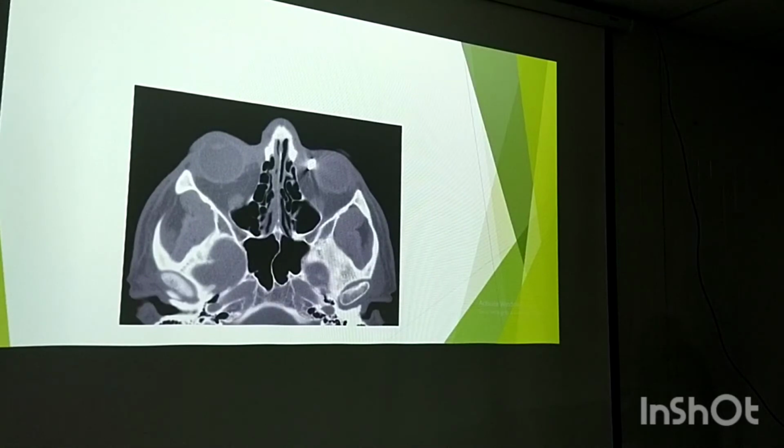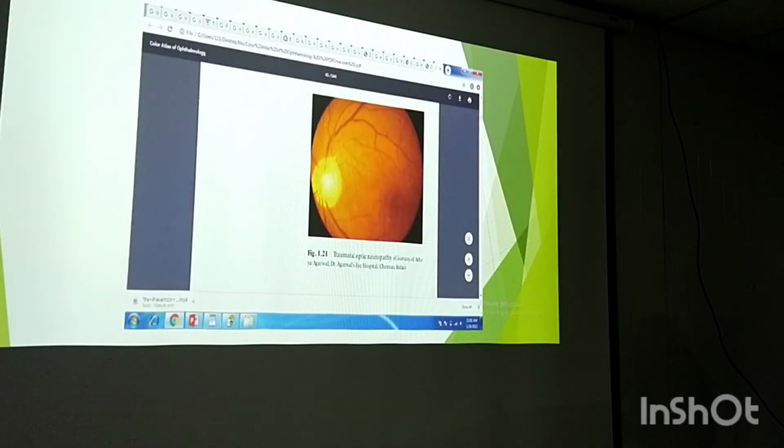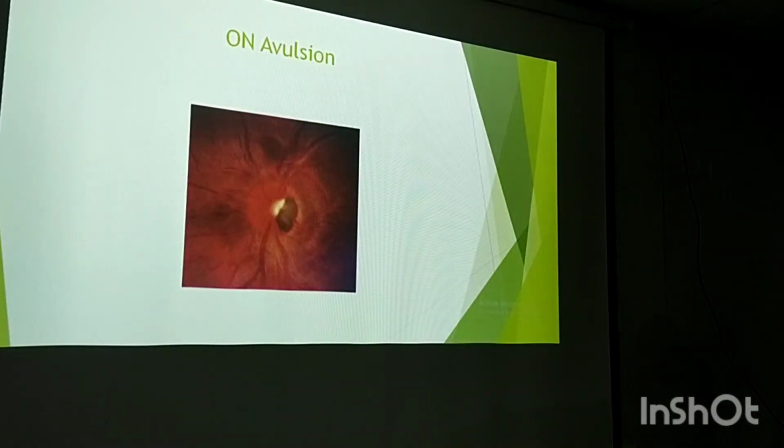It is an intraorbital foreign body. Again, this is the intraocular foreign body. This is the B scan. Usually this vitreous, it is clear. It is hypoechoic in B scan. But this shows the foreign body and this shows the activity in the vitreous. So, traumatic optic neuropathy, optic nerve avulsion, we haven't seen yet.